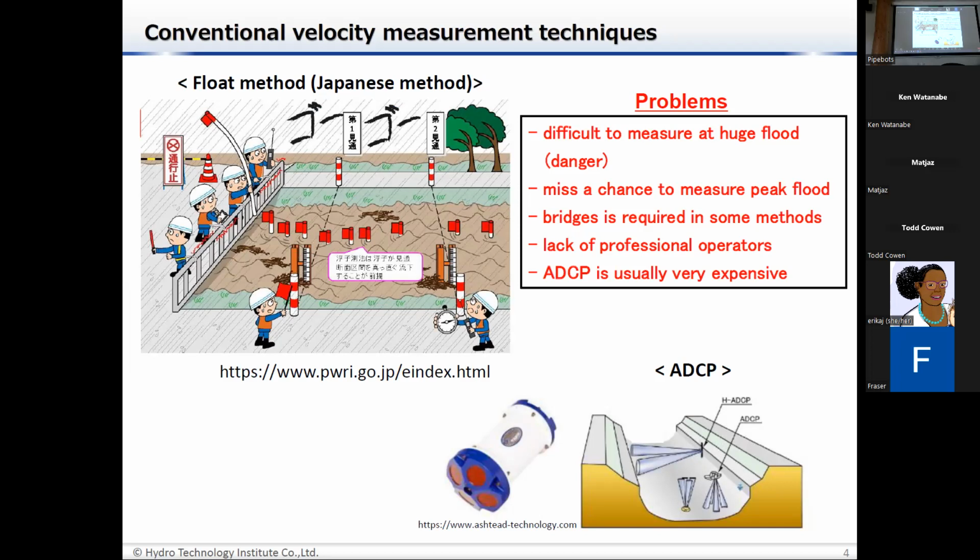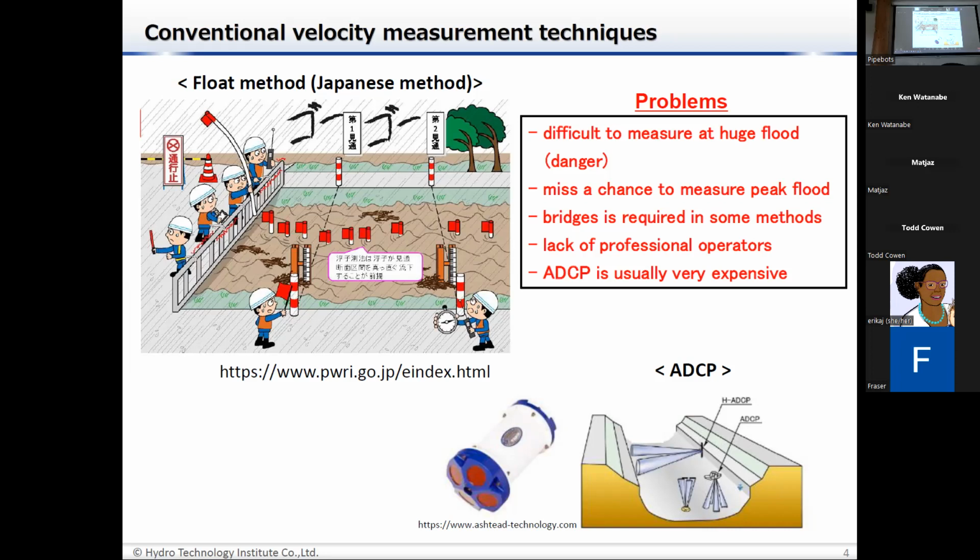As you can see, in the float method, the workers measure the travel time of the float to pass from one cross section to the other. So during flood, workers have to go to a dangerous flooding river and have to do the measurement in heavy rain. It is becoming a big problem because severe floods are taking place more frequently than in the past.